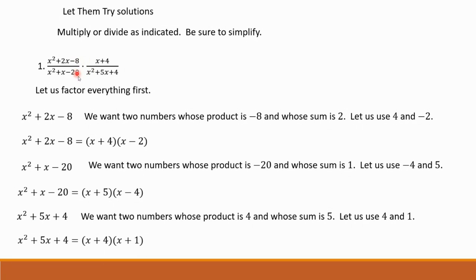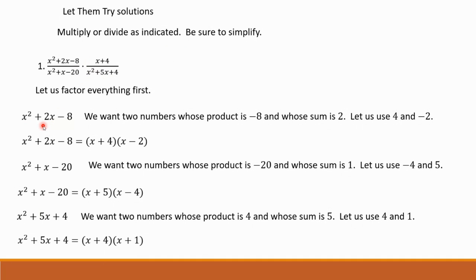Now, what I'm doing here is I'm factoring everything first. I'm mostly doing that because we want to simplify. So I'm just deciding to factor everything first. Okay, so if we were to factor, we have x squared plus 2 times x minus 8. Right, so here again, we want two numbers whose product is negative 8, but the sum is 2.